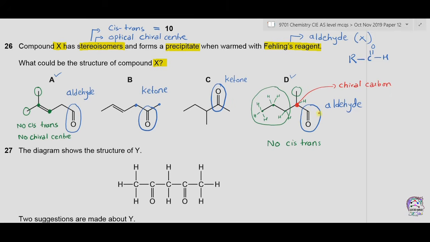So in D we have aldehyde functional group which will give a precipitate with Fehling's reagent. Also we have a chiral carbon which will show stereoisomers. So option D is the correct one.